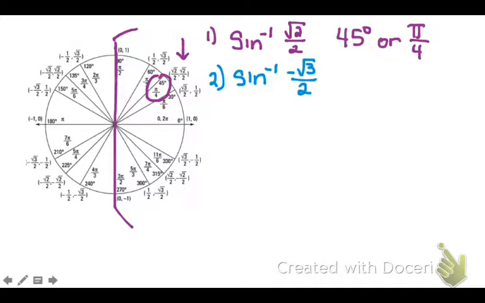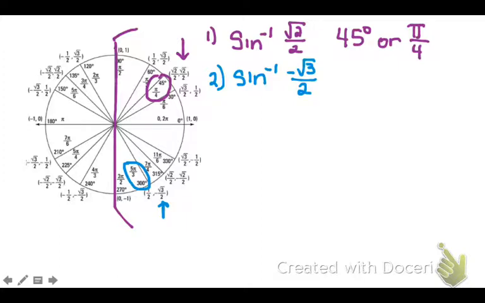So now we're looking at arc sine of negative square root 3 over 2. So we're going to find negative square root 3 over 2. We're still looking at our y's, and it's down here. So it looks like it should be these values. But we have to think back to our restrictions, and our restrictions said it had to be between negative 90 degrees and 90 degrees. So we have a problem here.